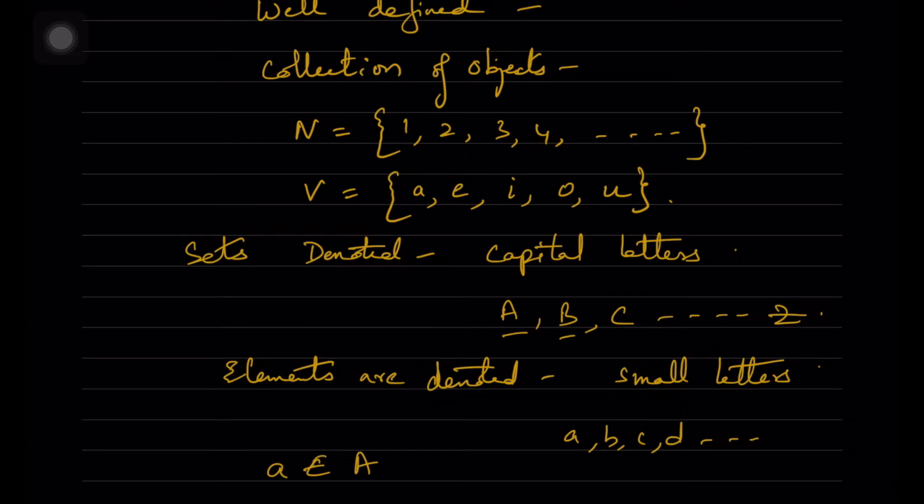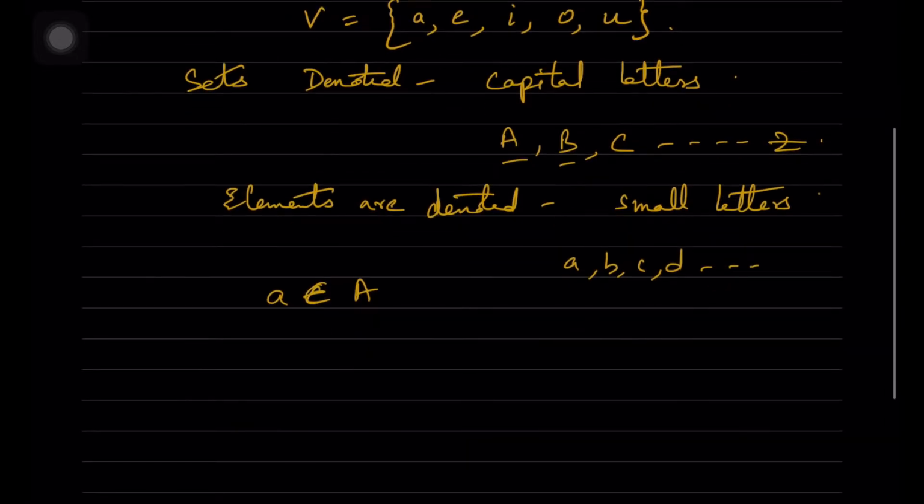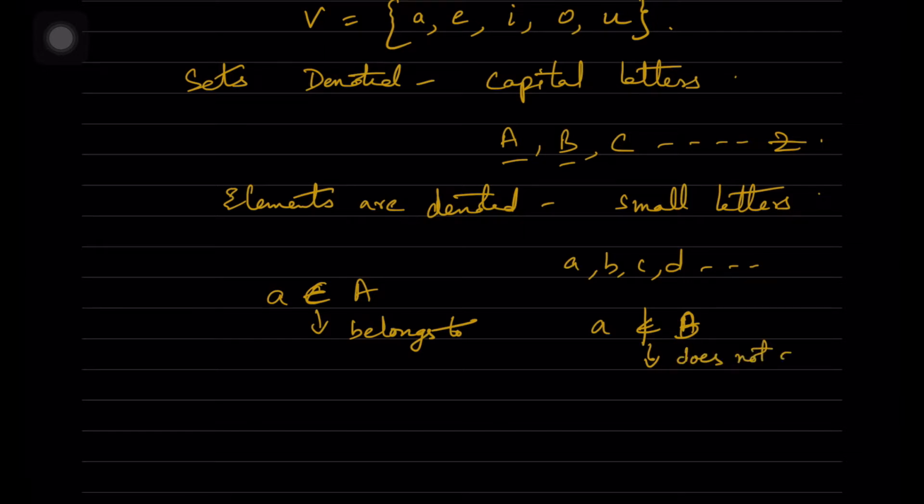This is the one symbol which is introduced. This is called belongs to. And if you write it as a and you put a cross over this, it means does not belong to. So, okay, we'll take it as set B. So this means does not belong. This is belongs to and this is does not belong to.